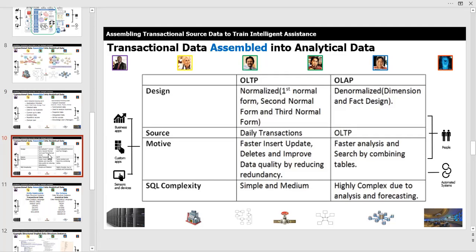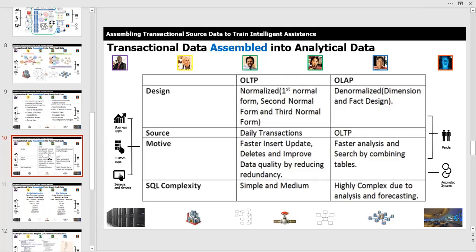The source tends to be your daily transactions under online transaction processing. But for OLAP, your source is your online transaction processing. So you can't really jump. You have to go through your OLTP to get to OLAP. The OLAP data actually comes from your transaction data, your source data, okay?